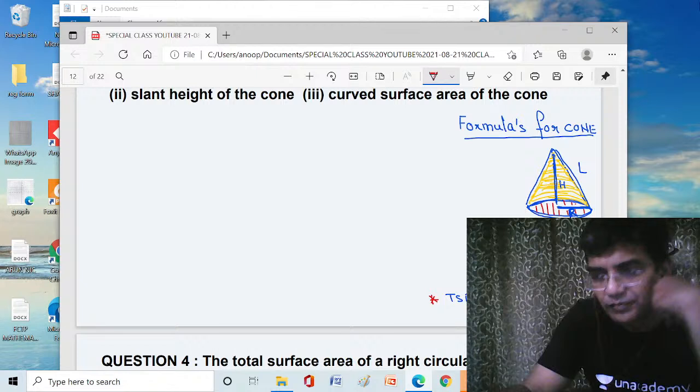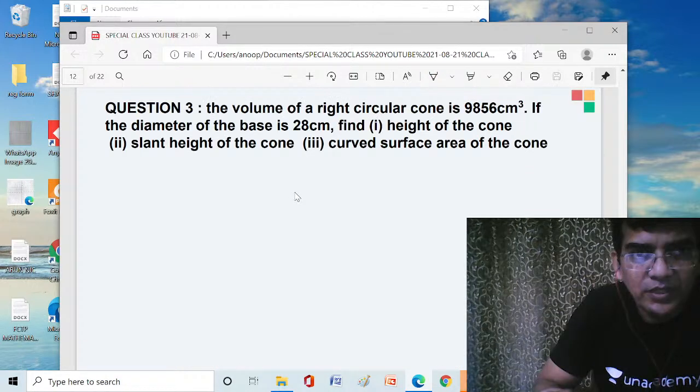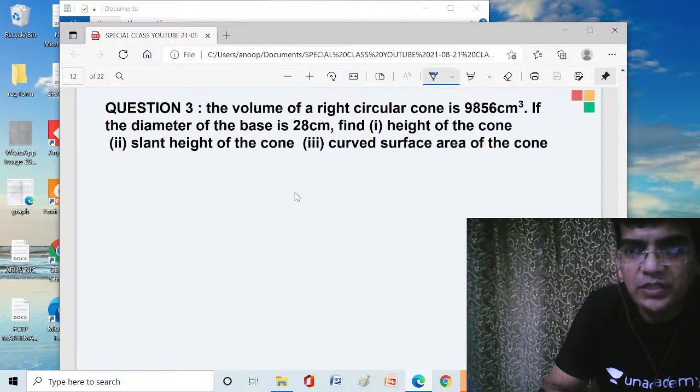Okay, so we have to start with this question number 3. Let's see what they have given. In question number 3, they are saying the volume of a right circular cone is given to us. The volume given to us is 9856. This is the volume of the cone.